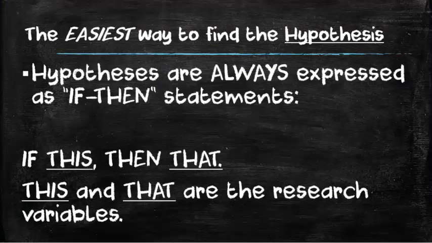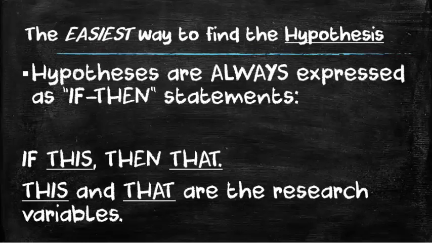Now here's my trick for you. The easiest way to figure out what a hypothesis is to try and figure it out in terms of an if-then statement. A hypothesis is always an if-then statement, meaning that if this happens, then that happens, or if this is present, then this result happens. This and that are your variables, your independent and your dependent variable.